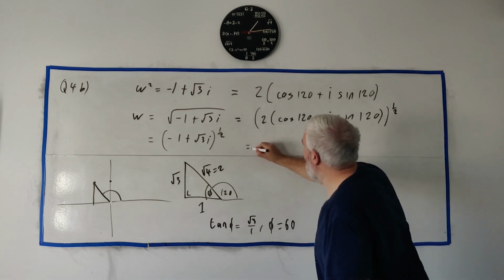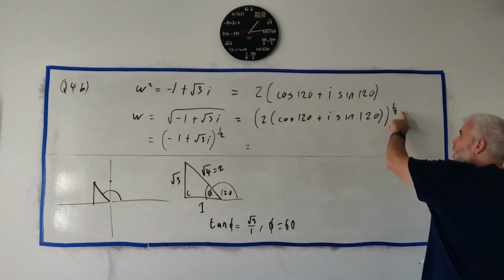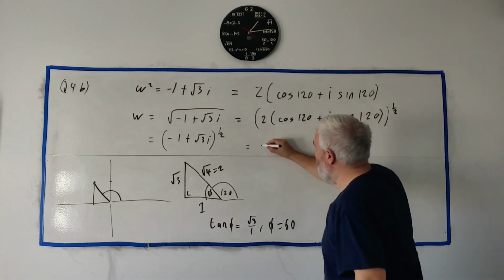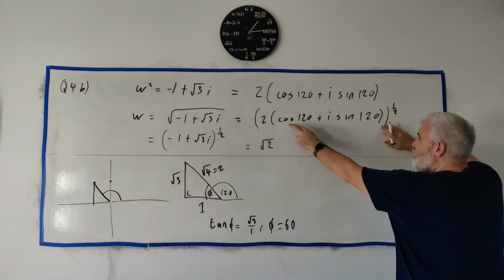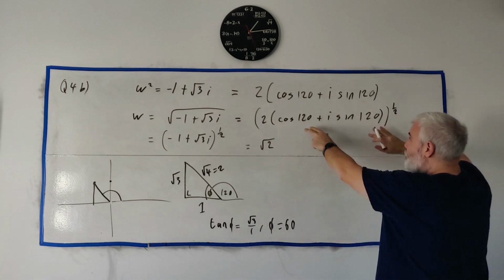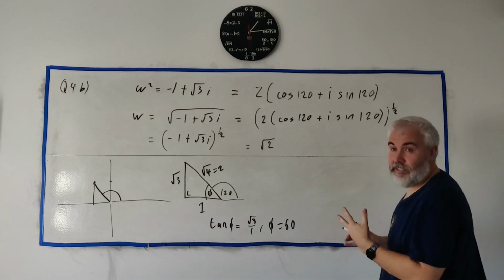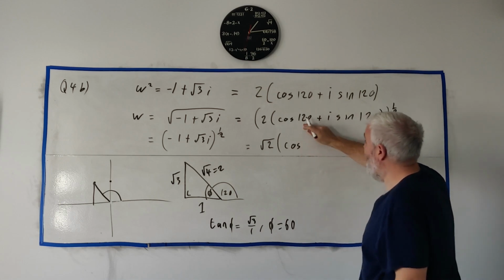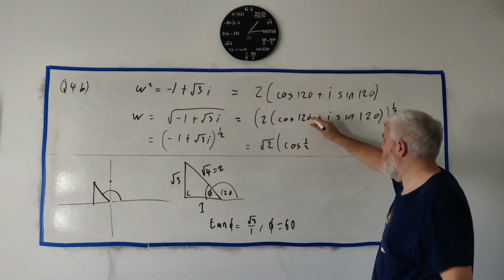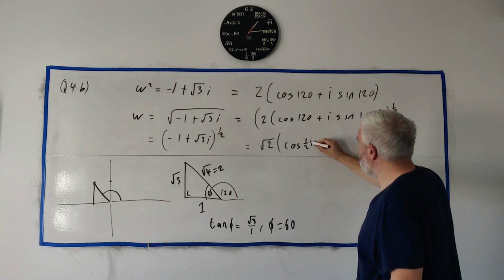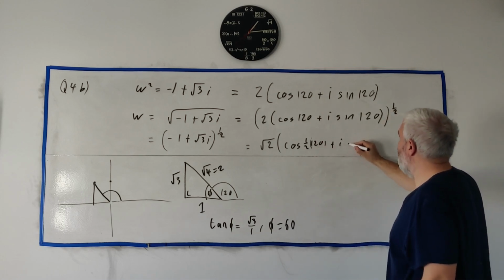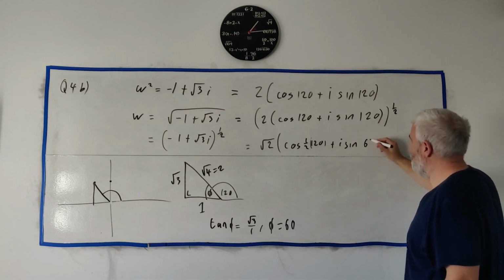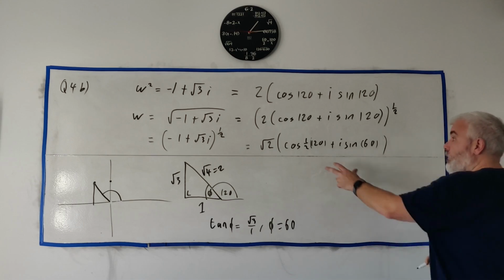De Moivre's theorem then tells us this half can come in. Just normal algebra tells us this half can come in over this 2, to get square root of 2. But this half deals with this cosine plus sine in a very interesting and nice way. It comes in and goes cosine a half of whatever's in here, 120, plus i, this is where I'm making a mistake by the way, i sine half of this, which is 60. And this would be the answer.